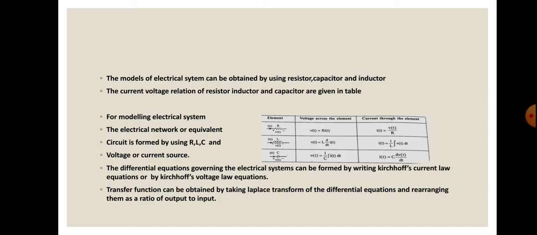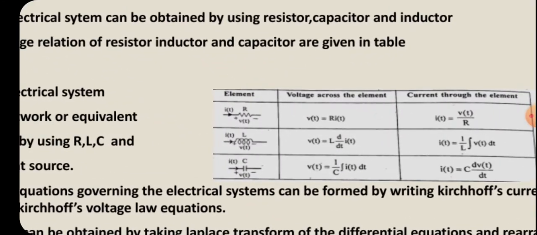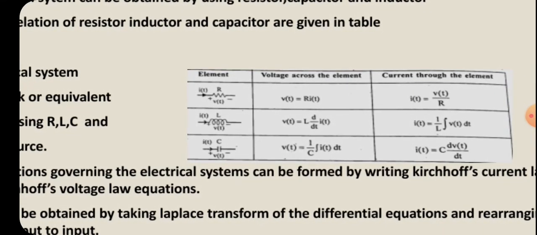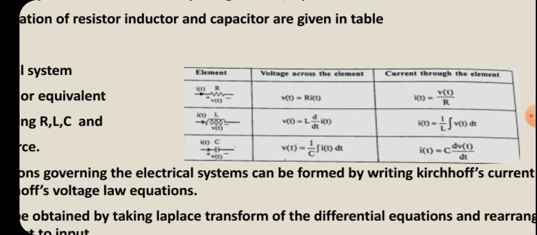So the models of electrical systems can be obtained by using resistor, capacitor and inductor. The current-voltage relations of the resistor, inductor and capacitor are given in the table. In electrical systems we use these basic components, and the current-voltage relationship of each is in the table.